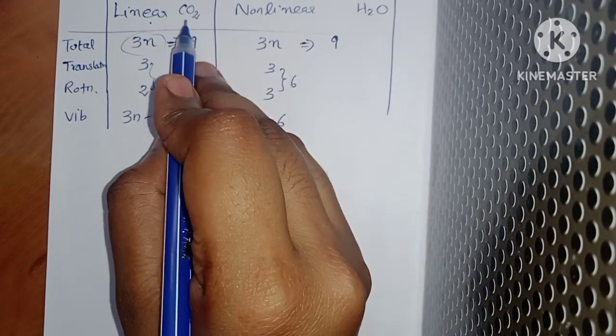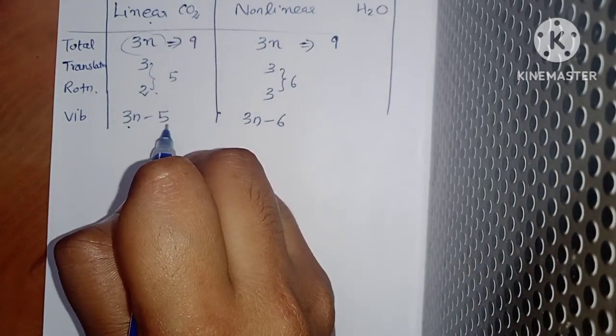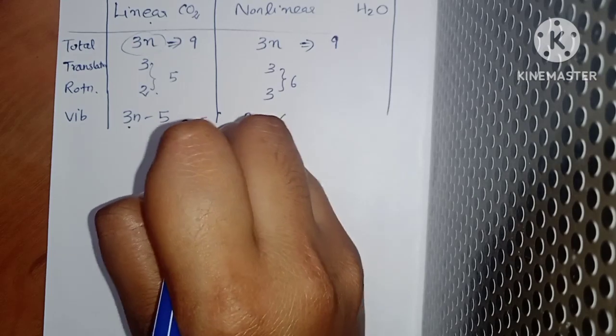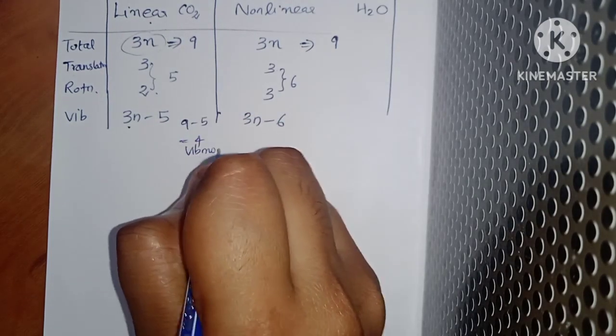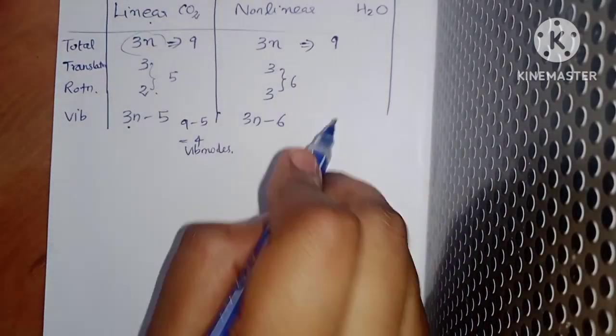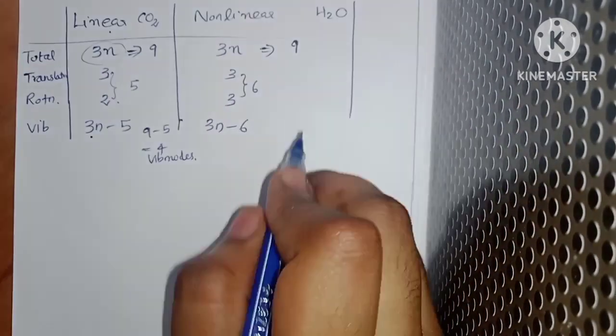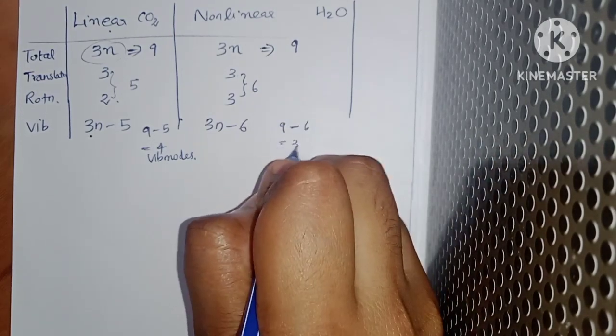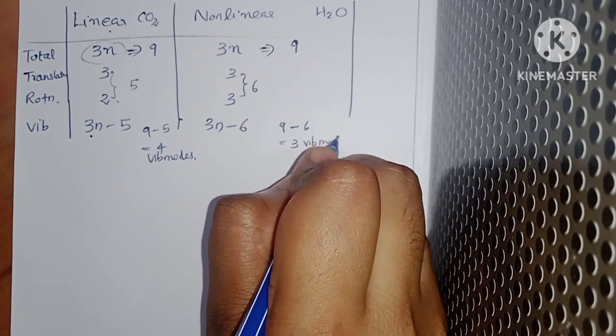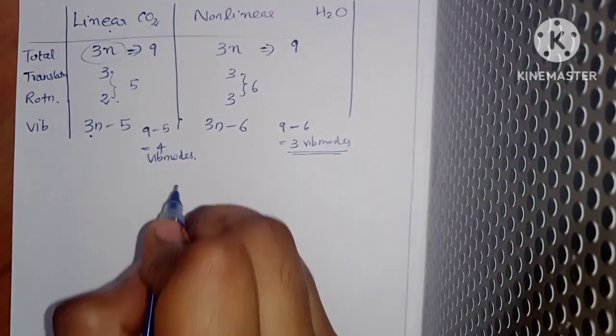So now we are considering CO2. 3n minus 5 will be equal to 9 minus 5. That is 4 vibrational modes are present for CO2. Like this for the water molecule, 9 minus 6, that is 3 vibrational modes are present for the water molecule.